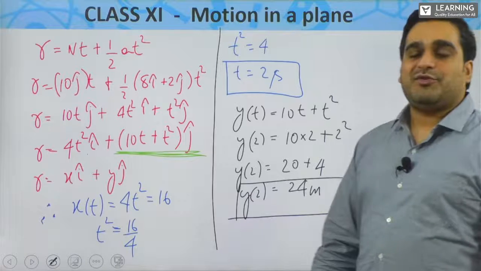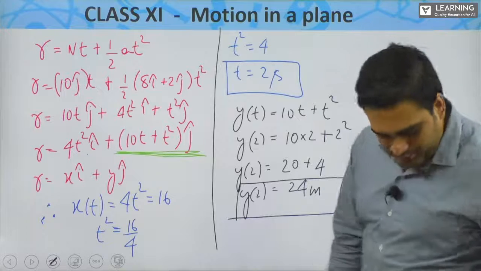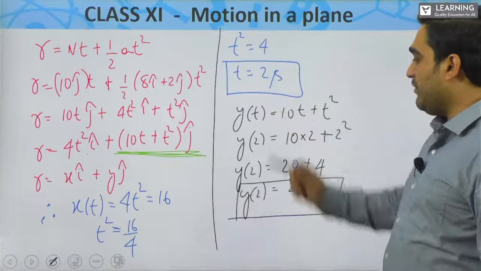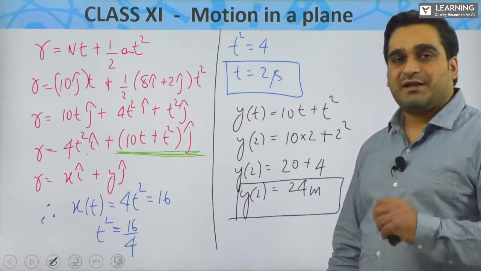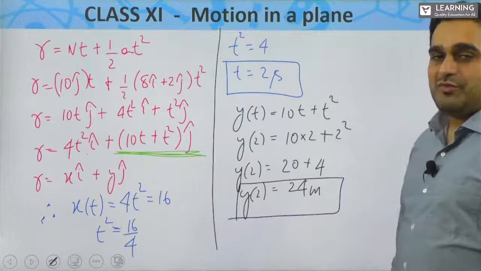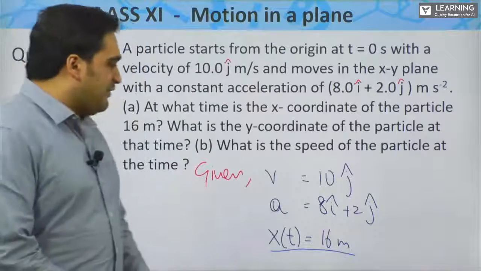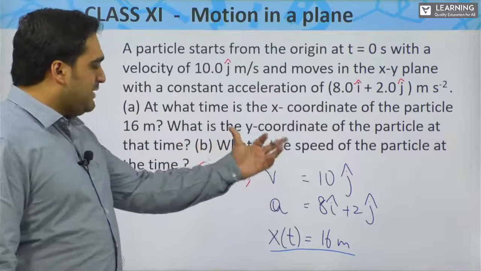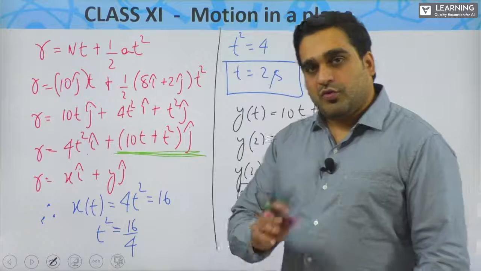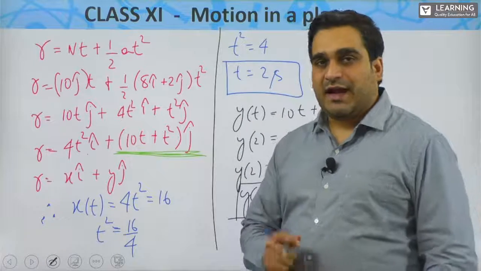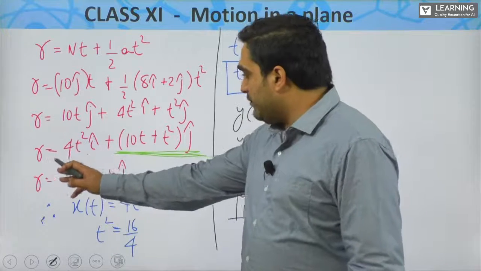Congratulations once again. You have found the solution for the second part of the problem. One part was time, which you have identified. The other part was to identify the y coordinate of the particle at the same time, which you have done. Now for the third part, what do you have to find? What is the speed of the particle at that time? Do we have the displacement of the particle at 2 seconds? Yes, we do. We have the displacement of the particle, which is mentioned here.